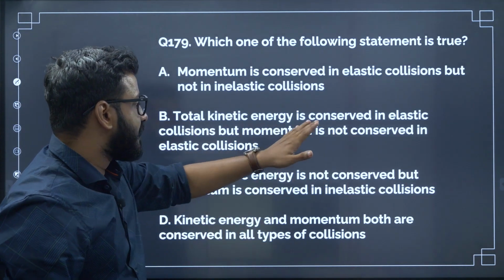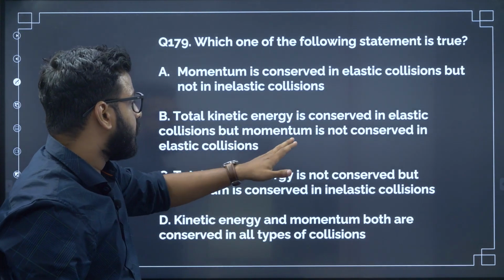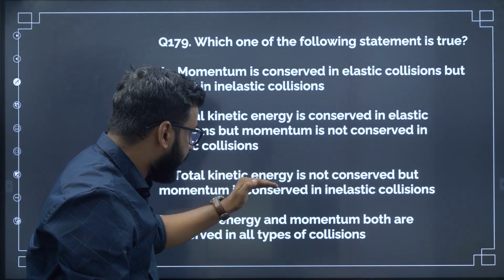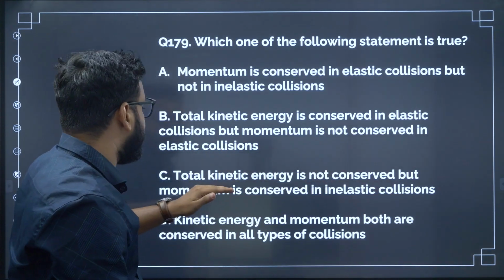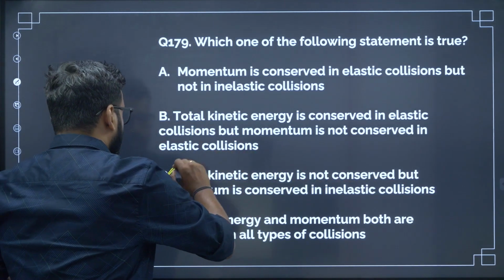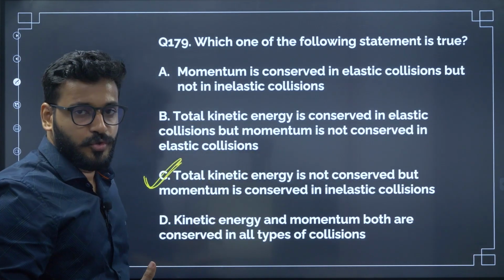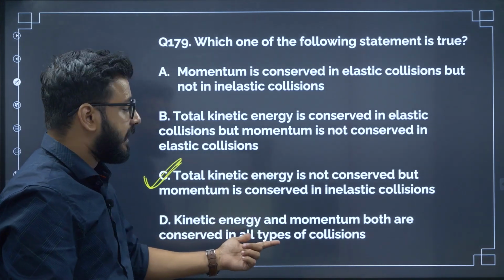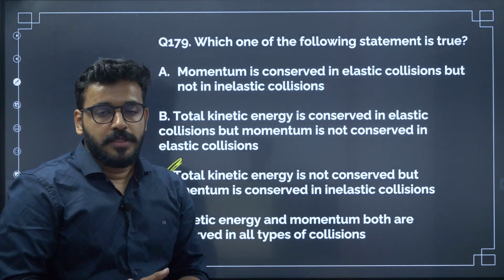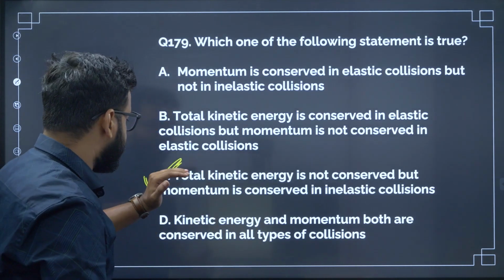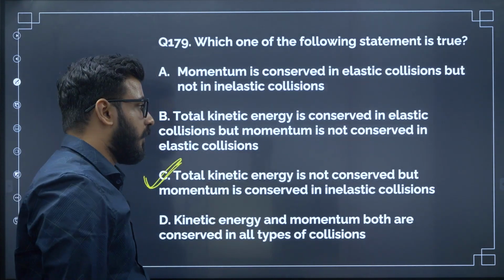Total kinetic energy is conserved in elastic collisions but momentum is not conserved in elastic collisions. That's also false. Total kinetic energy is not conserved but momentum is conserved in elastic collisions. That's absolutely correct. Option C is the correct answer. Just to check, option D, kinetic energy and momentum both are conserved in all types of collisions, is absolutely wrong. In an inelastic collision, energy is not at all conserved. So the correct answer is option C. Very simple, straightforward question, right?